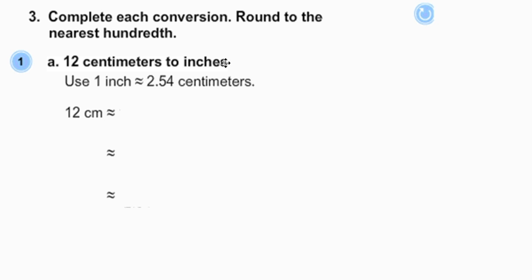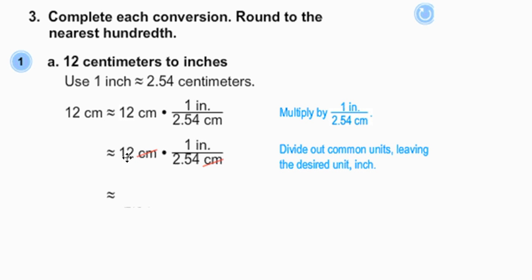So we're going to use 1 inch equals 2.54 centimeters. So we have 12 centimeters. We really should put that over 1. We're going to multiply it times 1 inch over 2.54 centimeters. Again, they're going to be diagonal from each other. When we multiply out the centimeters, we're going to get 12 over 2.54, or 4.72 inches.